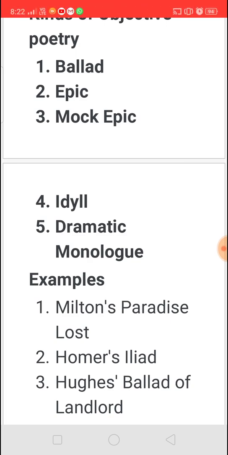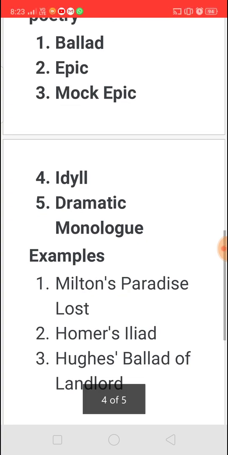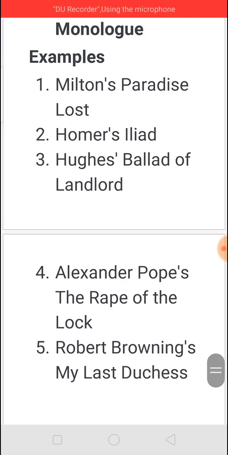Now if you see the examples of objective poetry, you will be able to understand more clearly. Milton's Paradise Lost comes under objective poetry, and Homer's Iliad. All these are books or narrations which are not what the poet himself experienced, but where the poet has got an idea and can tell you and make you feel the real experience. And Hugh's Ballad of Landlord, Alexander Pope's The Rape of the Lock is an excellent example of mock epic in objective poetry, and Robert Browning's My Last Duchess for dramatic monologue. And we know very well Milton's Paradise Lost and Homer's Iliad are epics.